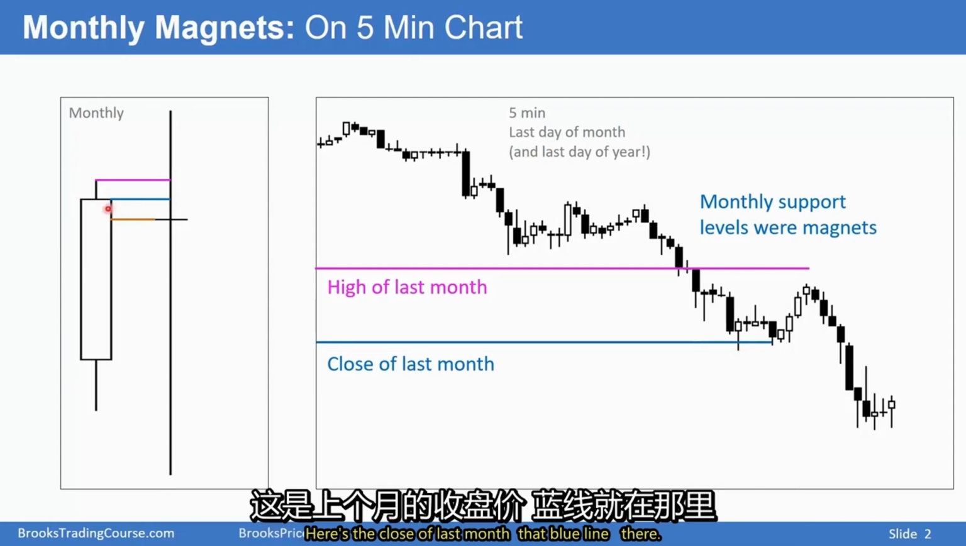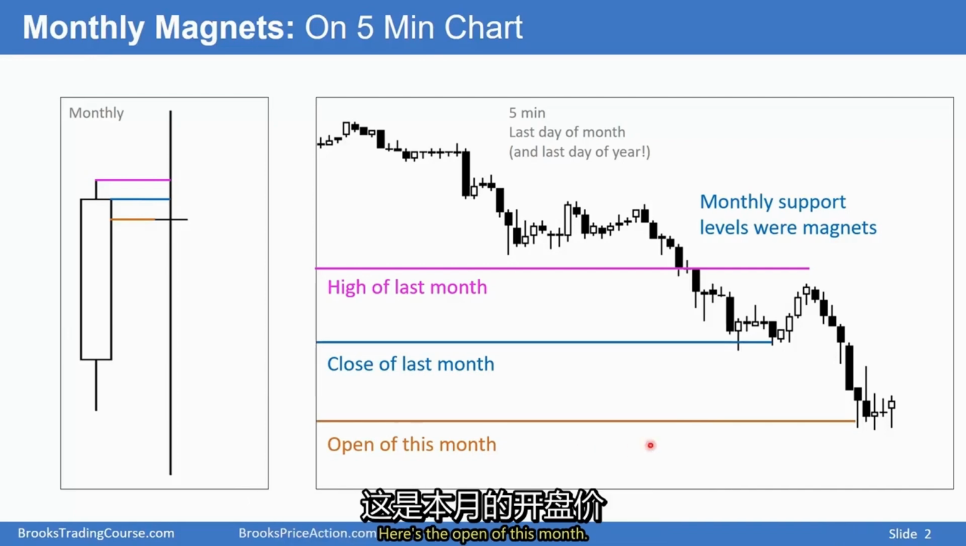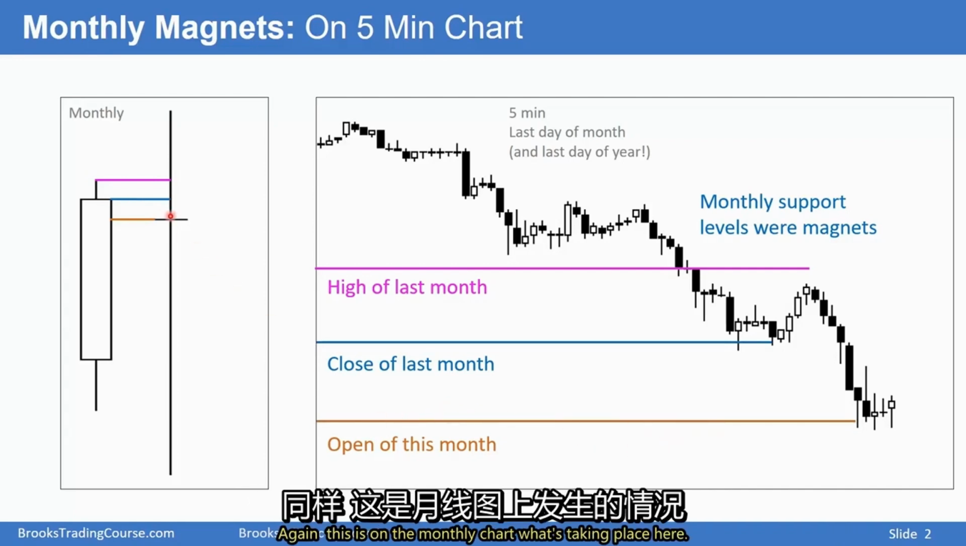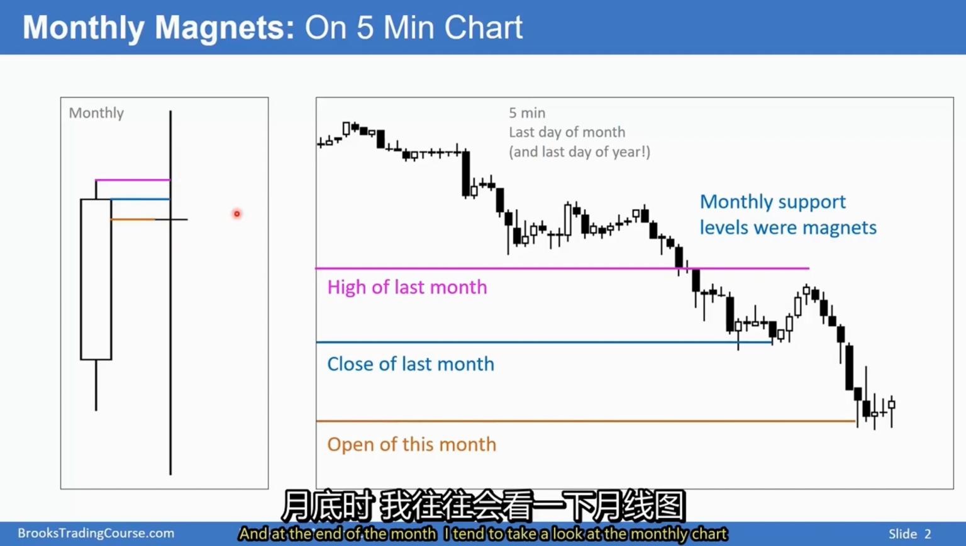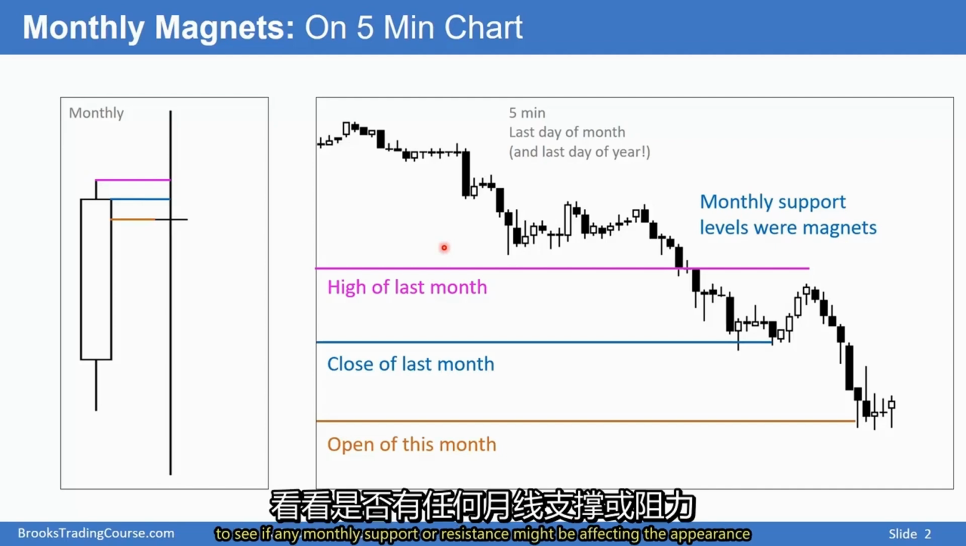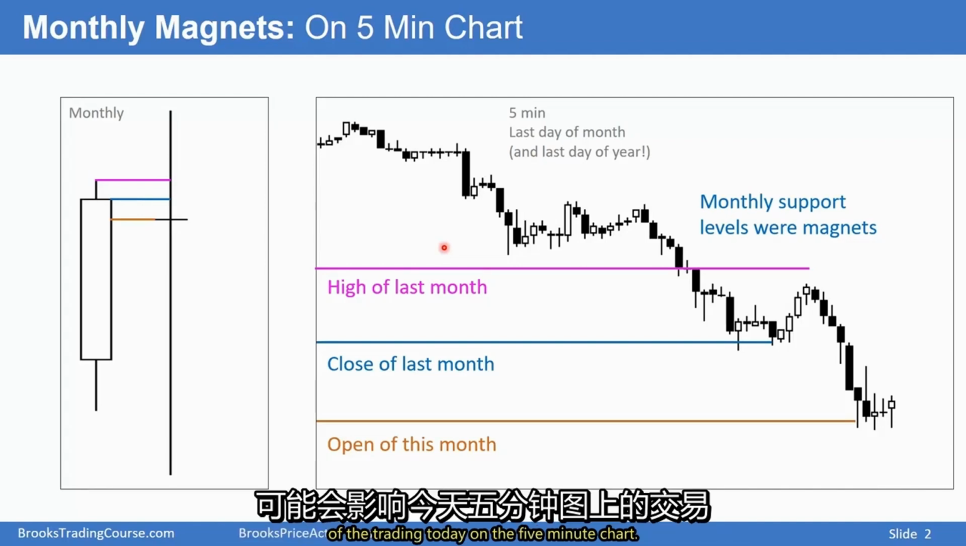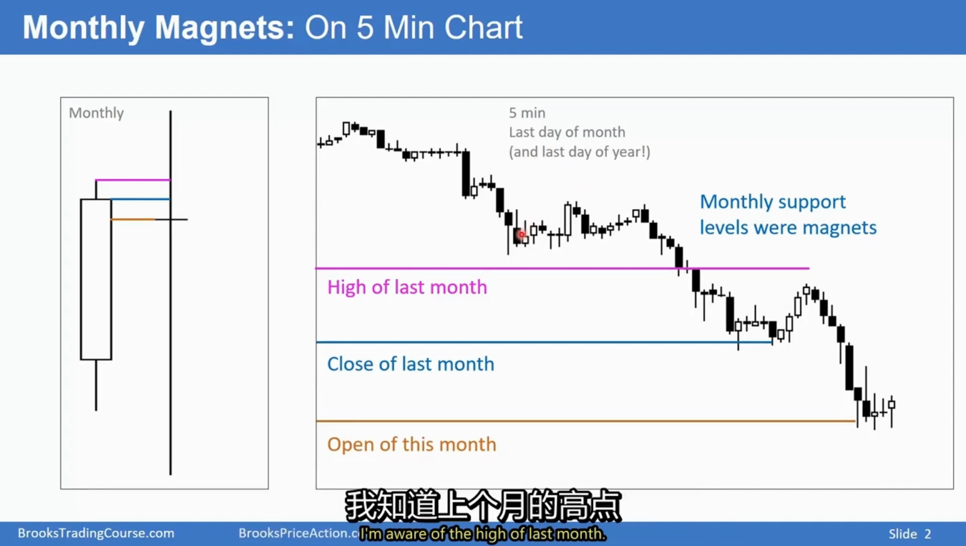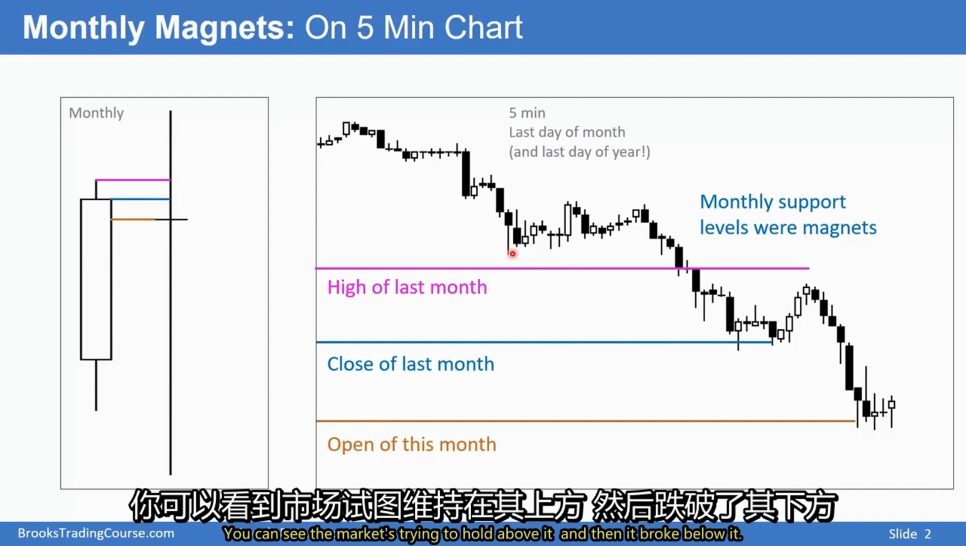Here's the close of last month, that blue line right there. Here's the open of this month. Again, this is on the monthly chart what's taking place here. And at the end of the month, I tend to take a look at the monthly chart to see if any monthly support or resistance might be affecting the appearance of the trading today on the 5-minute chart. I'm aware of the high of last month. You can see the market's trying to hold above it, and then it broke below it.